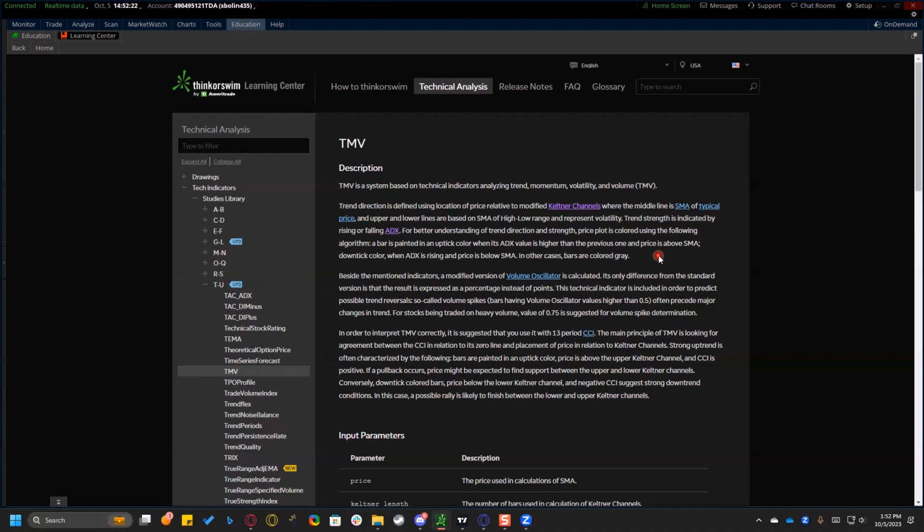Now, of course, we're going to continue to go through each one of these tools. And then after we've made all of the decisions that we're going to make about how we're going to modify these tools, I will build an entirely new TMV indicator with all of these new adjustments put into it. And of course, share that with all of you.